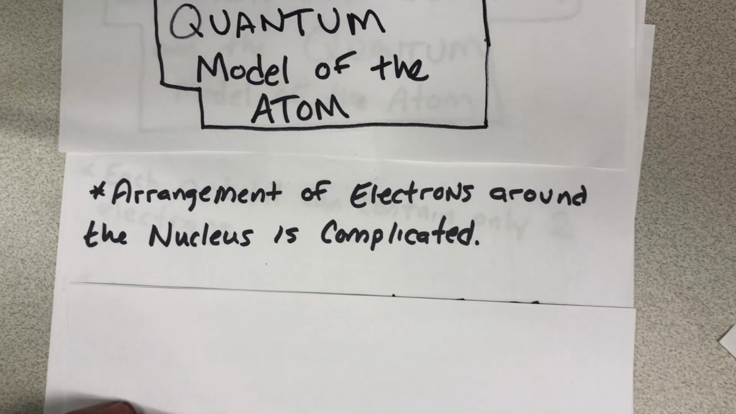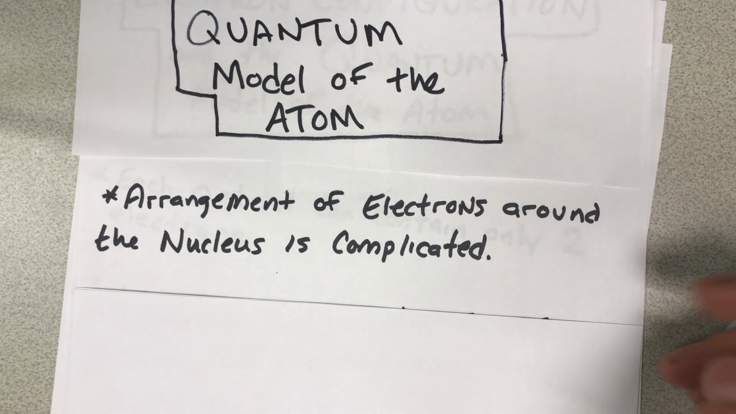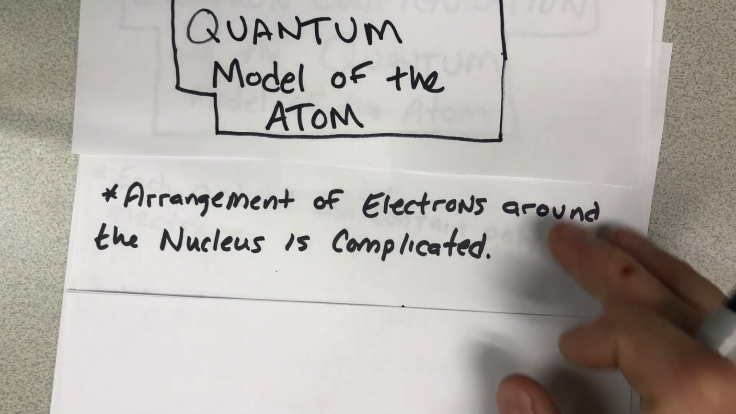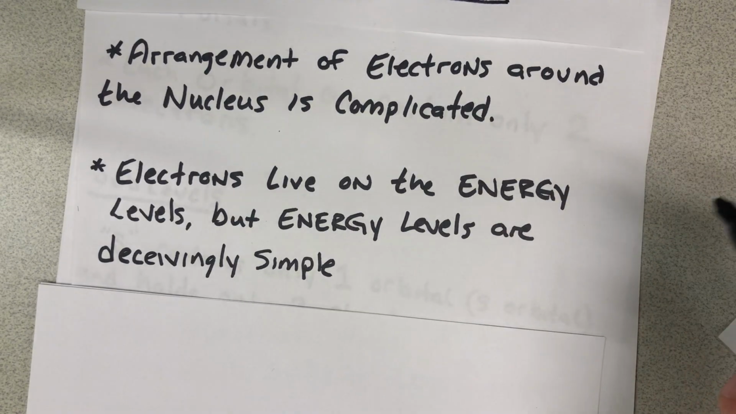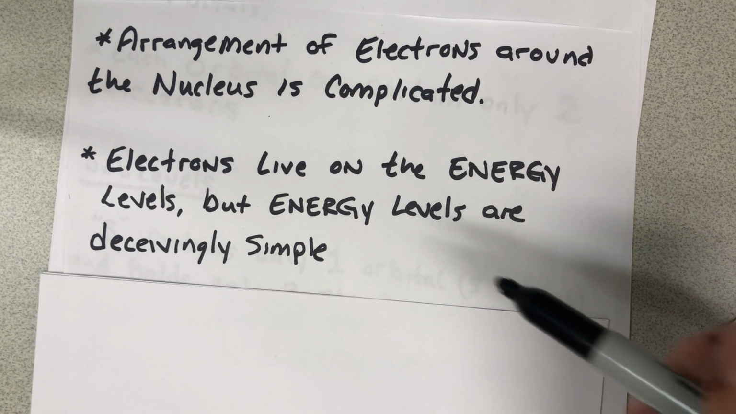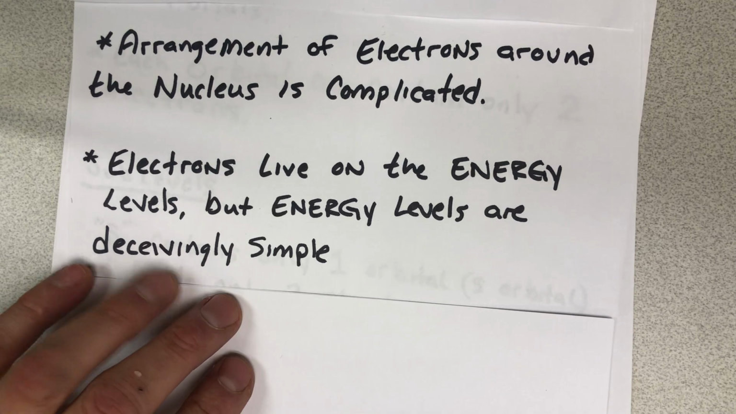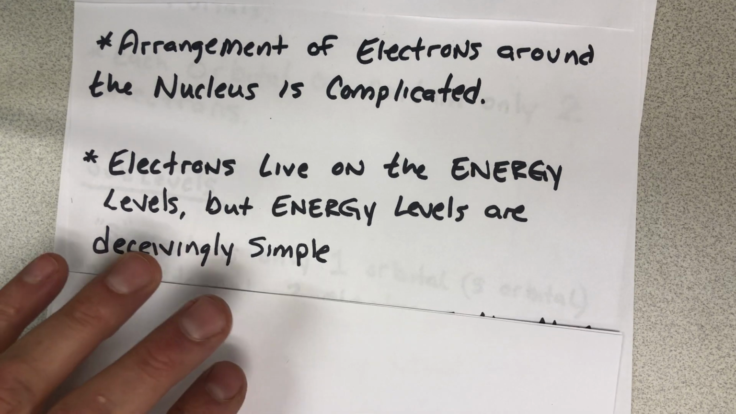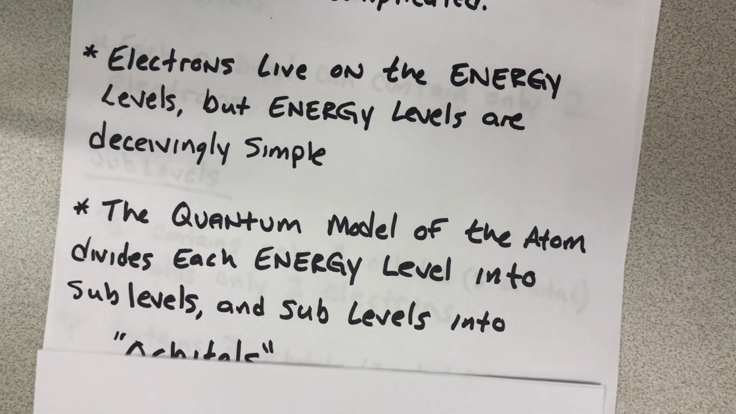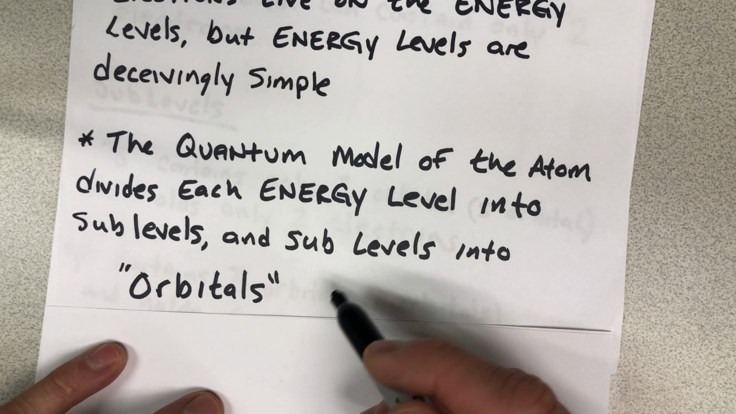Now the quantum model, that's where we start making some changes to what we know about the Bohr model, okay? So to really get the quantum model, we gotta just have an understanding that the arrangement around the nucleus of its electrons is pretty complicated. Electrons are on those energy levels, and the energy levels are deceivingly simple in a Bohr model, and they get a little bit more complicated in the quantum model.